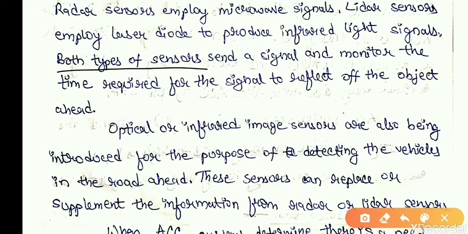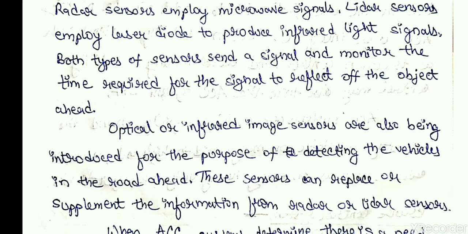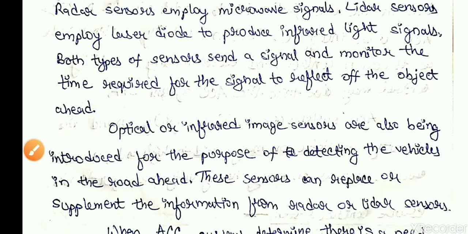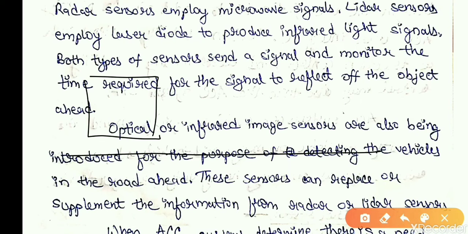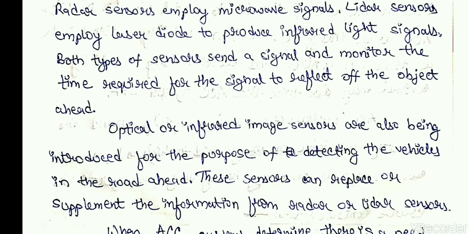Now see what it says. Both types of sensors send a signal and monitor the time required for the signal to reflect off the object ahead. That means both sensors send a signal, one through microwaves and the other through a laser diode, and it gets reflected from the vehicle ahead. This is the front vehicle and this is your vehicle. From here the sensors send signals, they get reflected, and again they get collected in the front side of your vehicle.